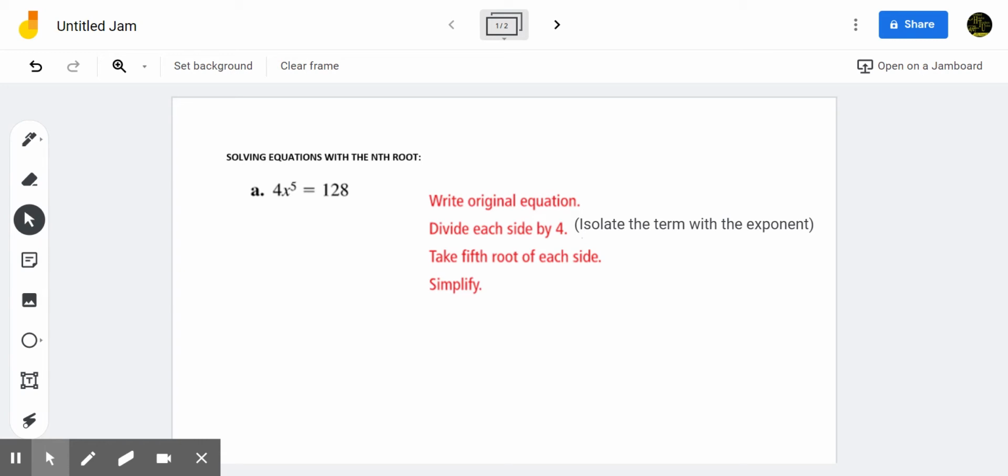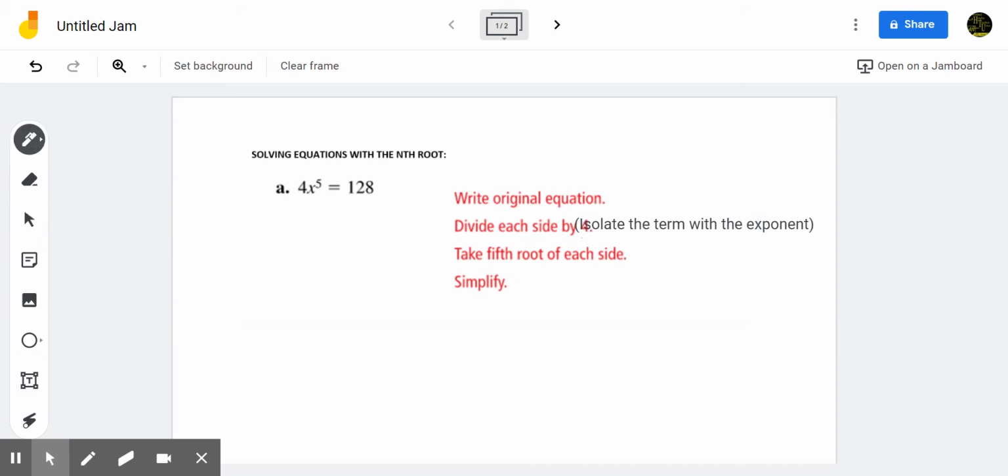So for this one, we have 4 times x to the 5th is equal to 128. The first thing we're going to do is divide both sides by 4. We always want to isolate the term that has the exponent. So in this case, it is 4x to the 5th. We want that x to the 5th by itself, so divide by 4. And so x to the 5th will equal 32.